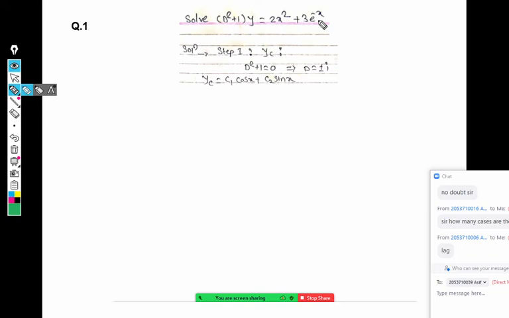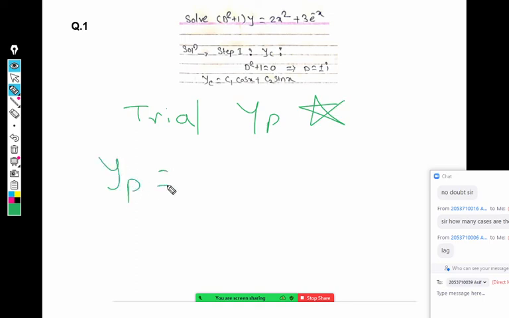If we have to find out the solution by undetermined coefficients, the most important step is a trial solution, a trial YP. This trial YP is a very important thing that we have to select, and generally we select it depending on that YC. Now YC itself tells us whether minus 1 is a root or not. Is minus 1 a root of the auxiliary equation? Yes or no?